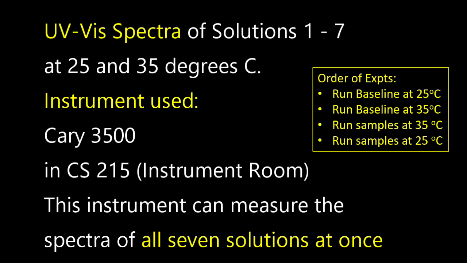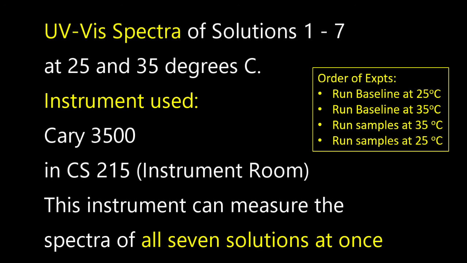Now we come to the part of the lab where we actually have to record the spectra of solutions 1 through 7 at each of those 2 different temperatures. We're using an almost brand new Cary 3500 UV-Vis instrument, which is capable of measuring 7 solutions' spectra at the same time. So we'll do the 7 solutions at one temperature, then the 7 solutions at the other. Before we actually run the spectra, we're going to run what's called a baseline.